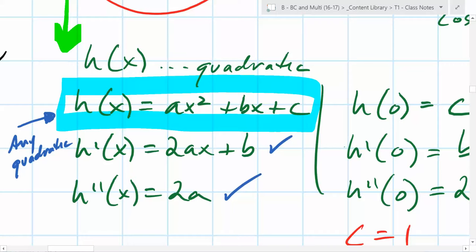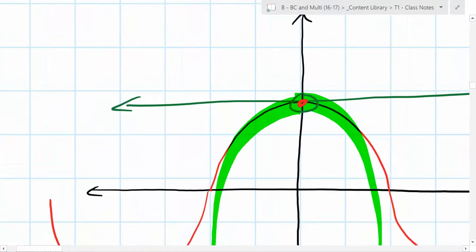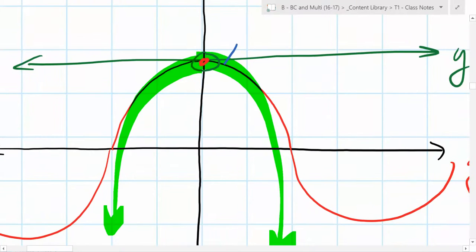Are you okay with those two things? Sure. Okay, what's the x value we're trying to go through? What's that point? Sorry, it moved. The x value is 0, and the y value is 1. Are you okay with that?